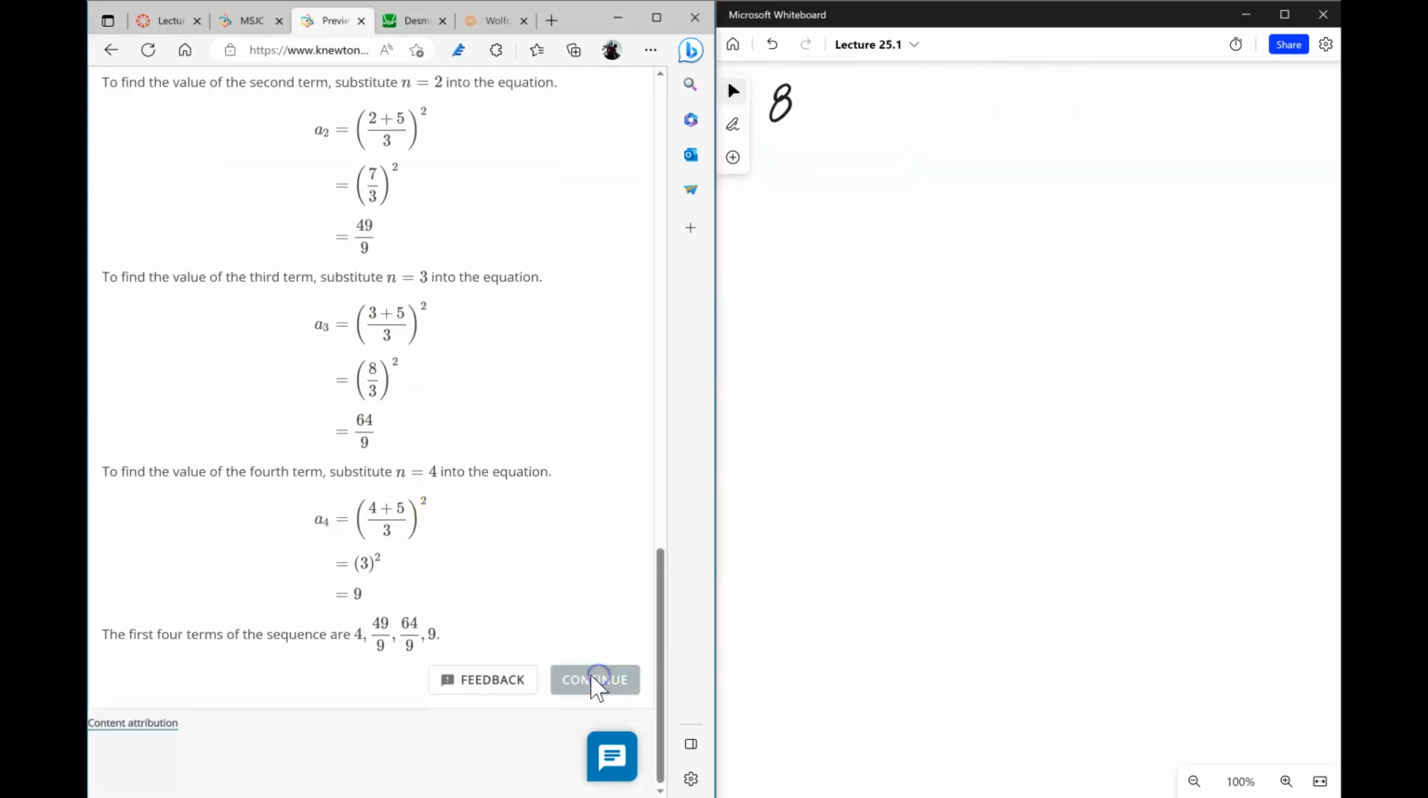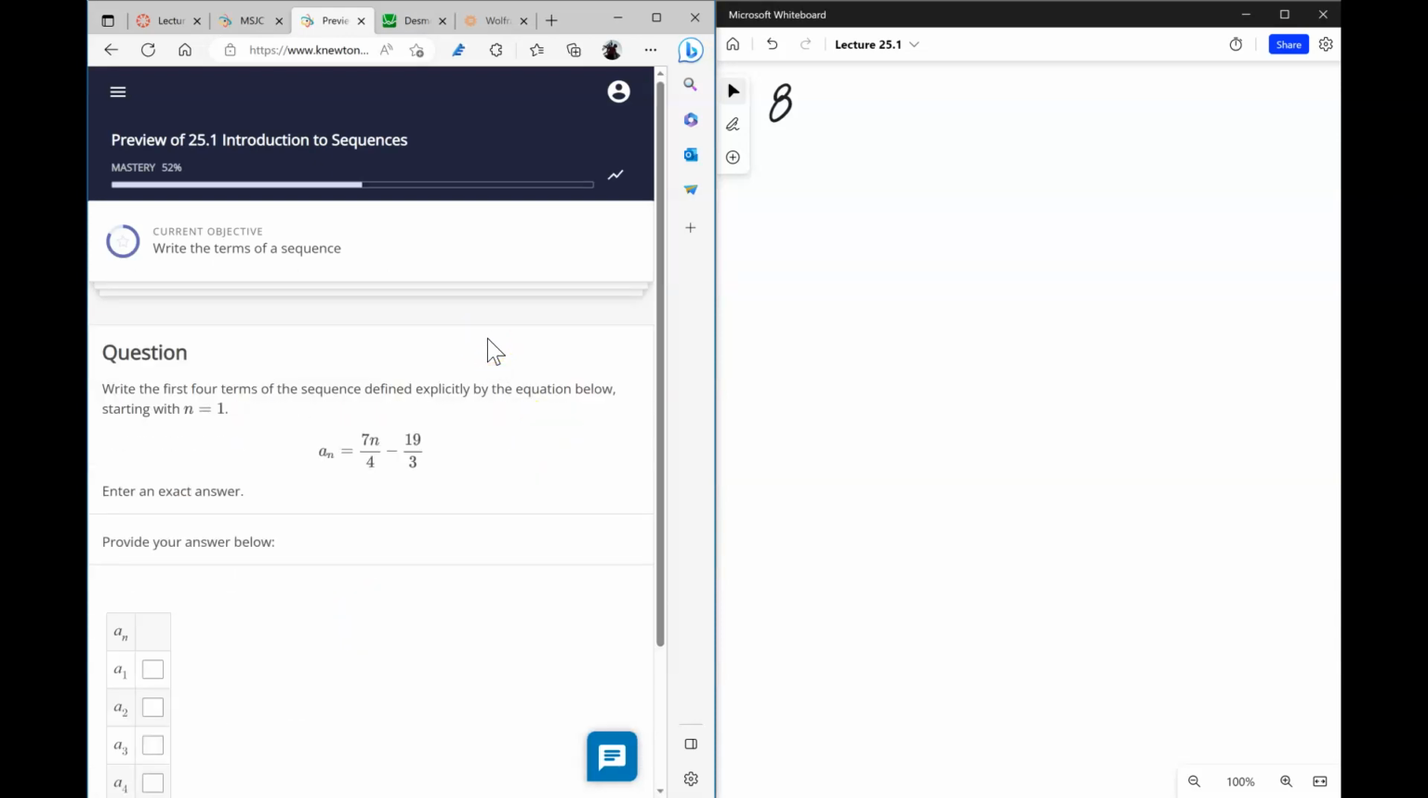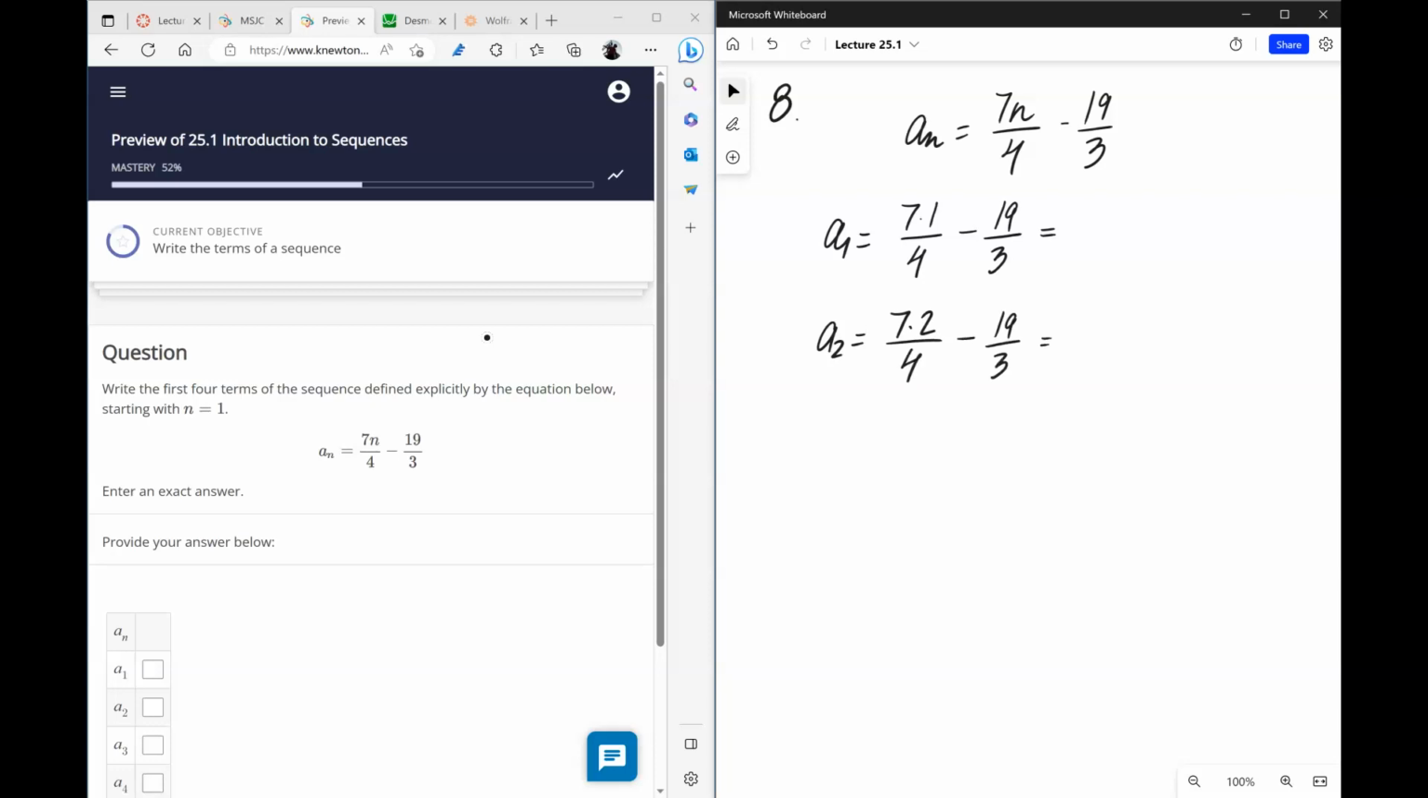Next problem. Another general formula. So when n equals 1, I guess we'll do... I'm curious what will happen. I guess it's not too bad.